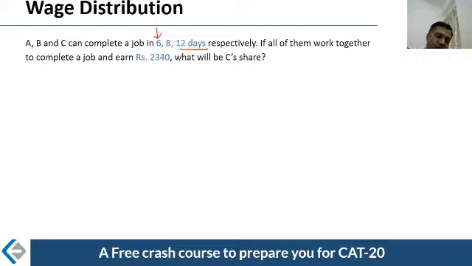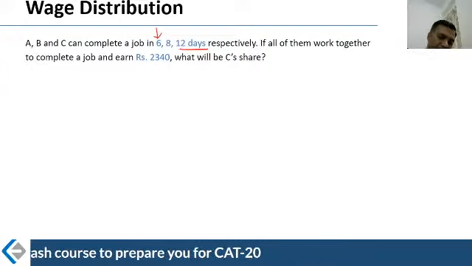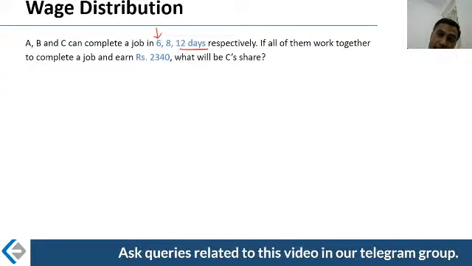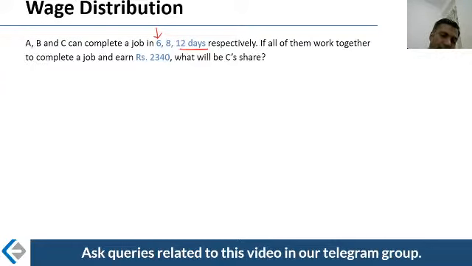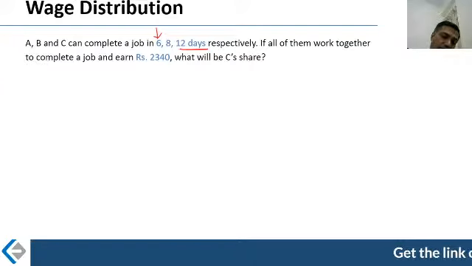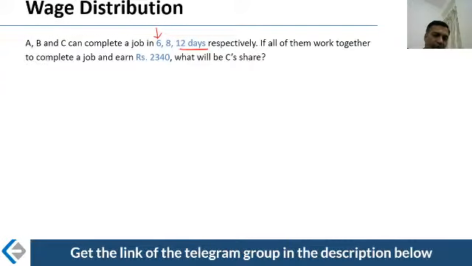He just takes 6 days to complete this project, whereas C takes 12 days. In fact, C will be getting half of what A would be getting. The more efficient guy will be getting more money. If all of them work together for the same number of days, then naturally the money should be distributed in the ratio of their efficiencies. Let me illustrate that.